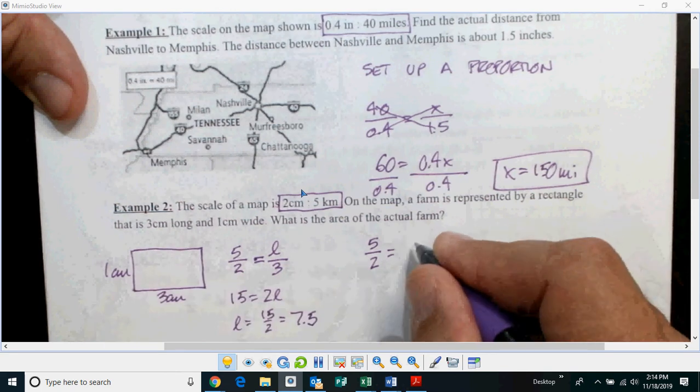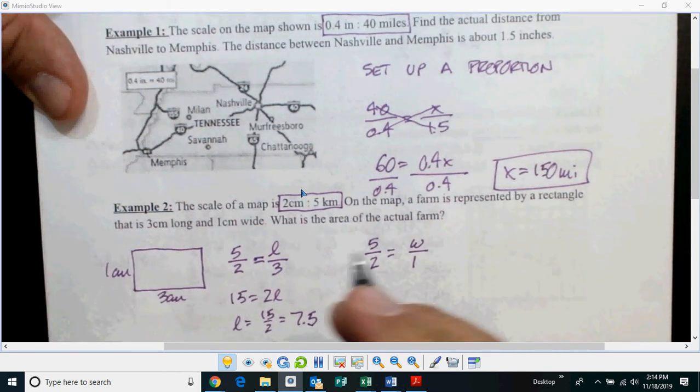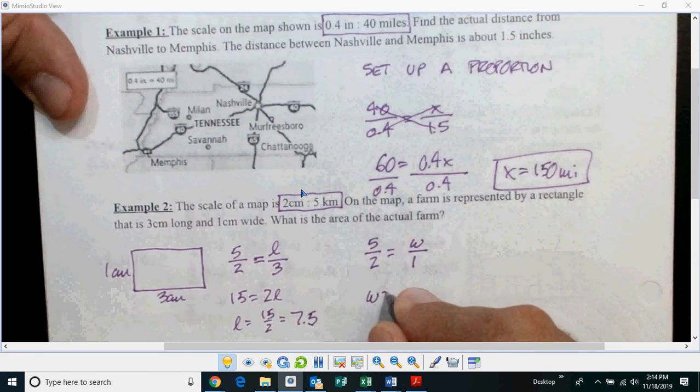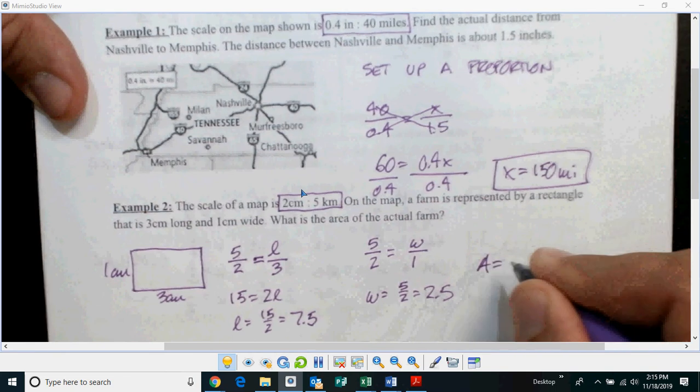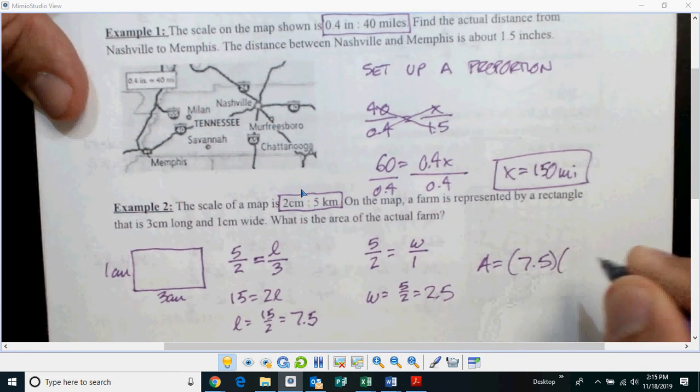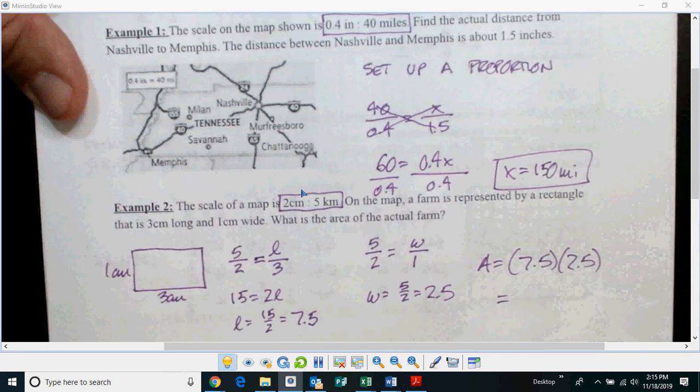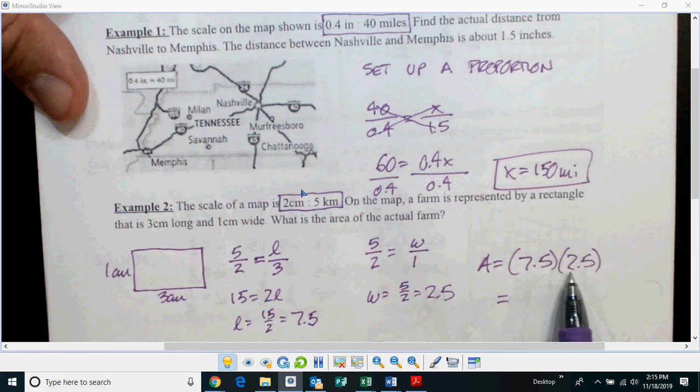And then I've got my width over 1 because it's 1 centimeter, and that's easy. W equals 5 over 2, which is 2.5. So my area is 7.5 times 2.5, which is... What is this one, Anthony? 7.5 times 2.5. 18.75. 18.75.